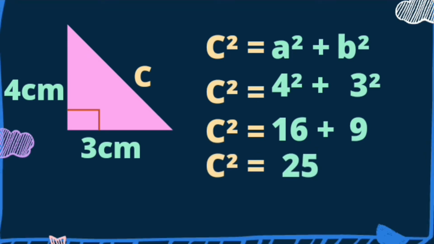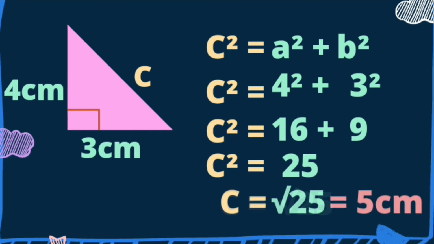Now to clear out the square from the C, since we only want to find C, we'll take the square root of both sides. Hence, we would have C equal to the square root of 25. The square root of 25 is 5. Hence, the hypotenuse is 5 cm. I hope you understand this.